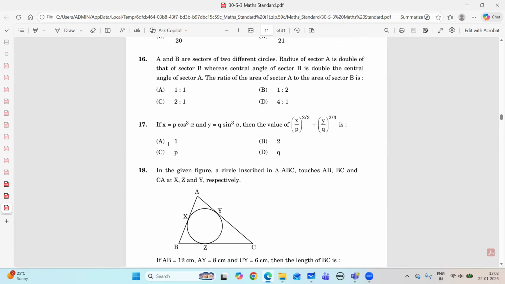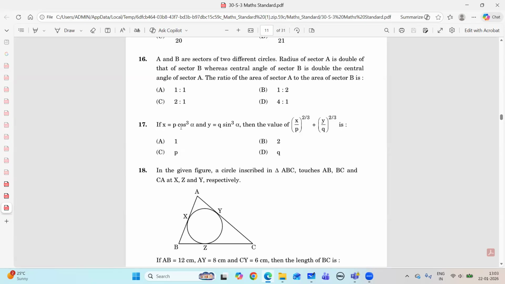That is 7. If x is equal to p cos cube alpha and y equal to q sine cube alpha, then x by p whole power 2/3 plus y by q whole power 2/3 is dash. It is becoming a constant. So you have to expect an identity in terms of cos and sine.